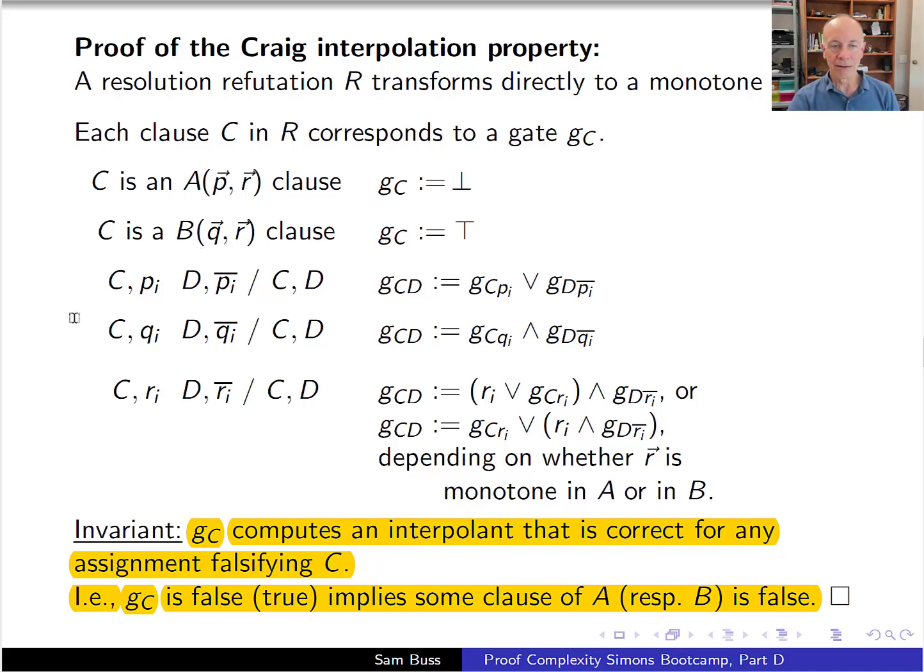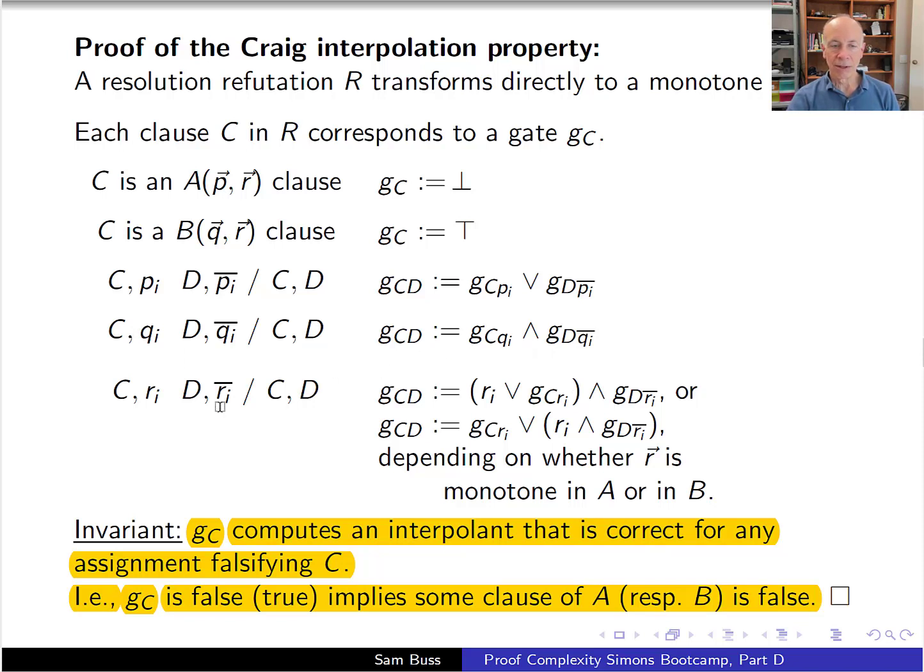And then without going into too many details, if we resolve on a variable P, one of the variables that occurs in A but not in B, we replace that resolution inference by an OR gate. So G sub CD, the conclusion of the resolution inference, is just the OR of G sub C with P and G sub D with P-bar, which are the values for the hypotheses of the resolution inference. Something dual works for resolving on the variables Q that appear in B but not A. We just replace that inference by an AND gate.